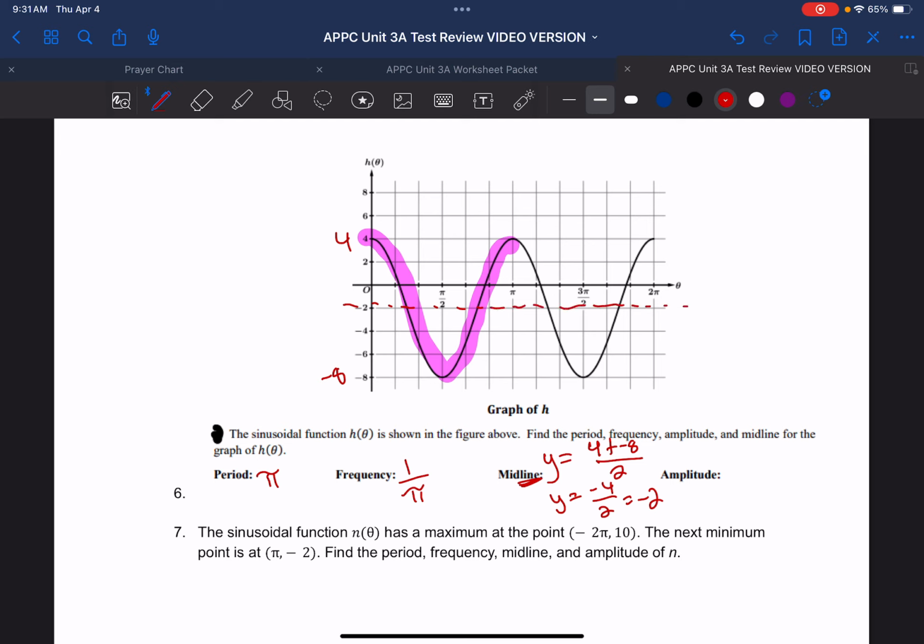And my amplitude here is, if my midline is here, my amplitude is found from going from my midline to the max or min. The distance from my midline to here is 6.